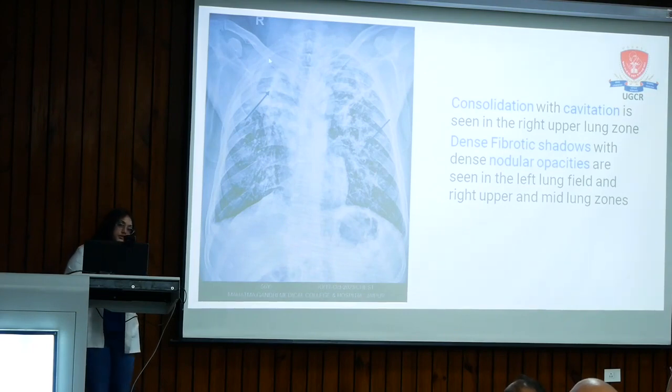On the right side, you can appreciate that there is thickening of walls and it is showing that this is a cavitatory lesion here. Along with that, you can appreciate consolidation in the upper region of the lung. On the left side, you can appreciate dense fibrotic shadows with dense nodular opacities.